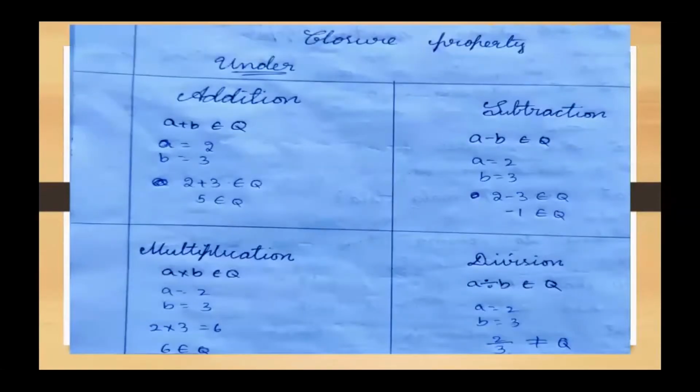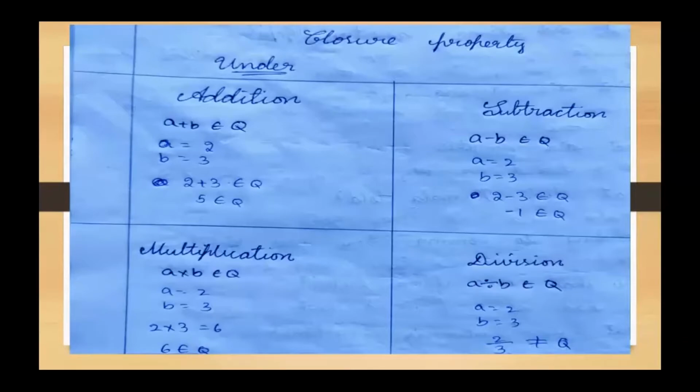Closure property under addition: a plus b belongs to rational numbers. If a is 2 and b is 3, then 2 plus 3 is a rational number. 2 plus 3 is equal to 5. 5 is a rational number. Closure property under subtraction: a minus b belongs to Q. a is equal to 2, b is equal to 3. 2 minus 3 is equal to minus 1. Minus 1 is a rational number.